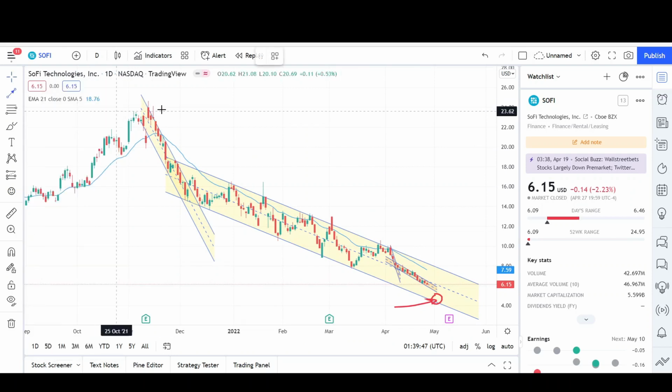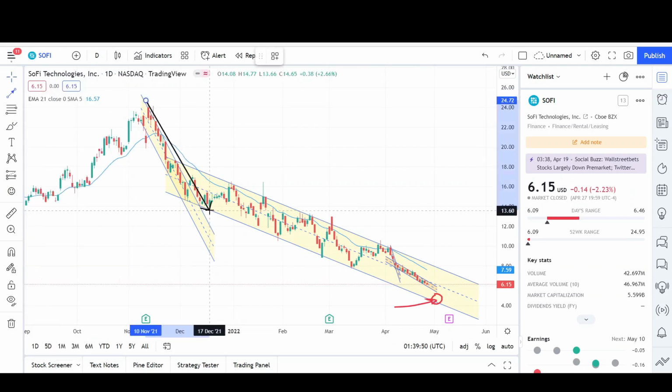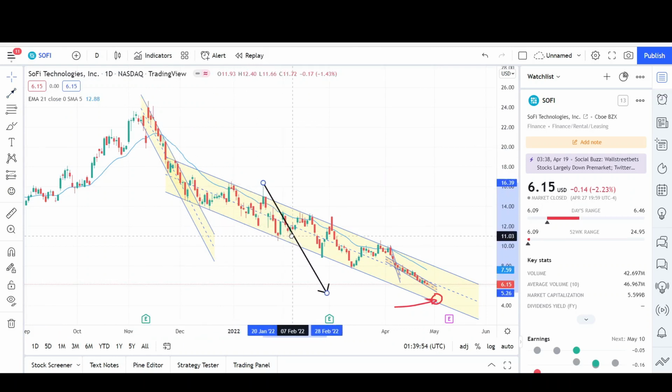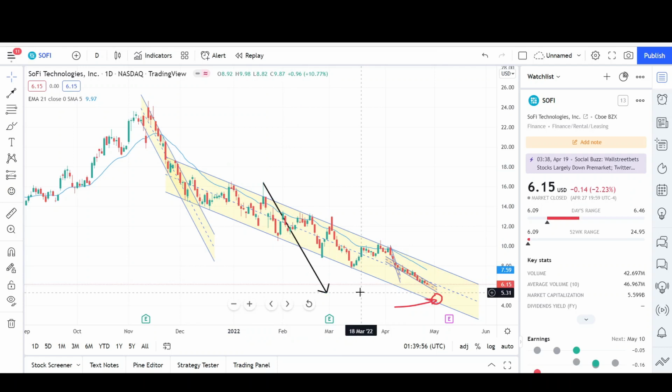Looking for lower prices. If I was a short seller, I would be using measured move targets to find out where to take my profits. And I think short sellers are really going to be holding on to their position until probably the $5.31 level.